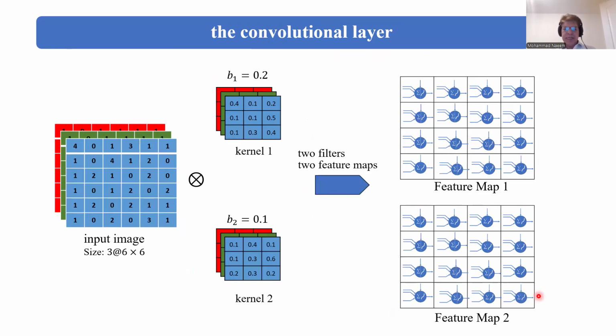One important point is that the number of output feature maps would be equal to the number of kernels used. So here there are two kernels, for example. So there would be two output feature maps.